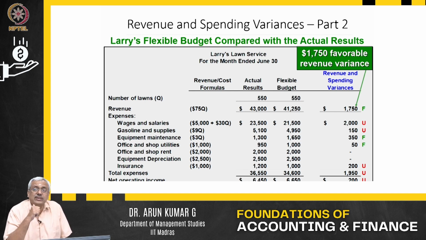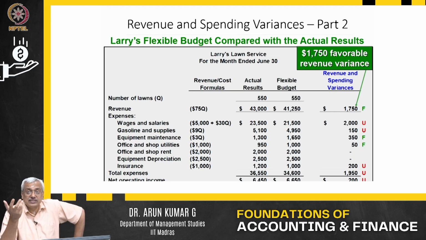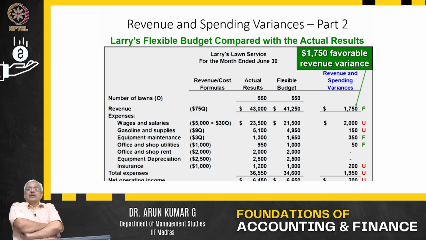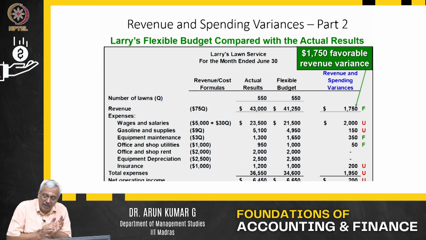Now let me go back and check on this. Why? What for? Is the cost really gone up? Have I splurged it somewhere? What is the reason? I can now explore. I look at gasoline. I say 9Q, 9 into 550 should be 4,950, whereas I spent 5,100, unfavorable. My equipment, I spent only 1,300, whereas I could have spent about 1,650, favorable. My office utilities, I spent 950, favorable, the rest of it, and insurance is unfavorable, and then my profit, I should have got 6,650, but I've got only 6,450, so unfavorable.